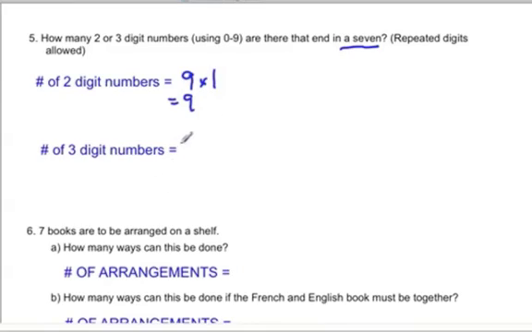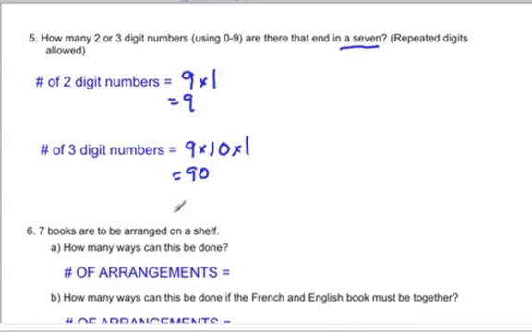The number of three-digit numbers, well, again, we can't start with a 0, so we have 9 choices for the first number. And since we can repeat digits, we can use the number we started with. So we can have 10 numbers to choose from times 1. So this is equal to 90.